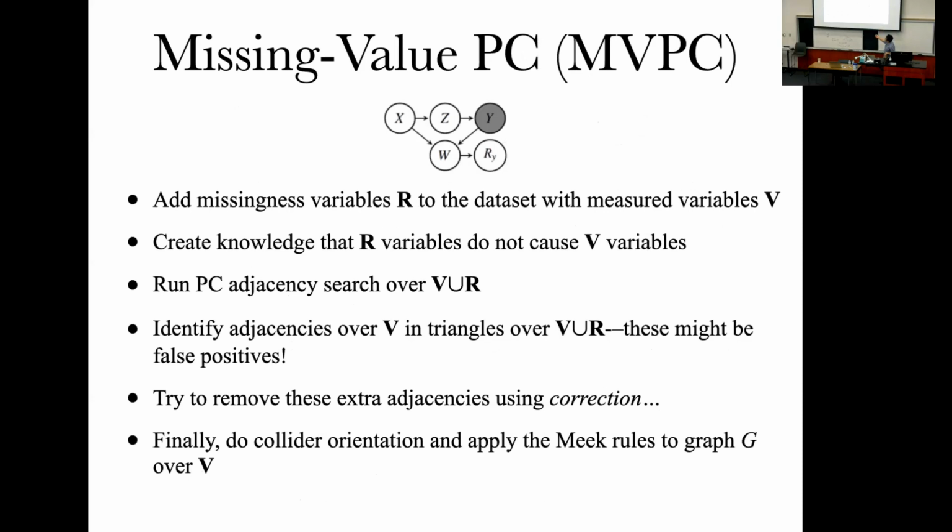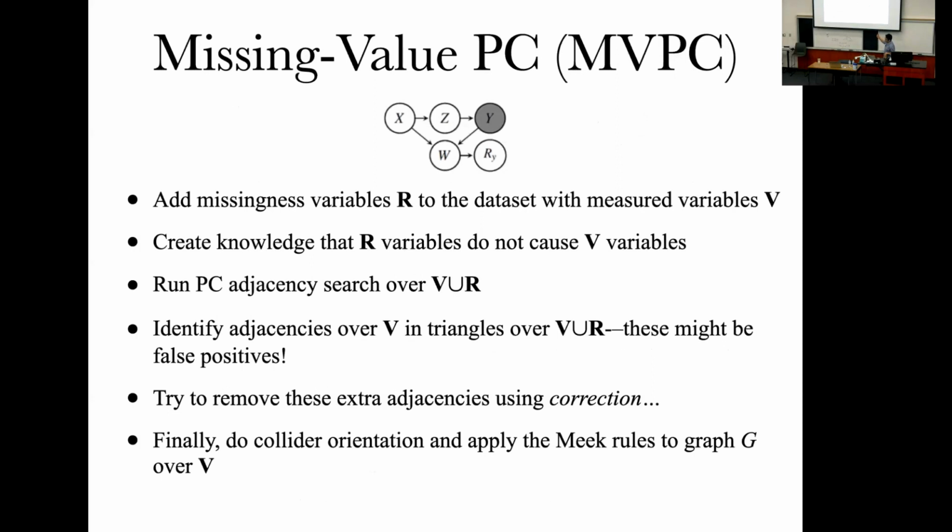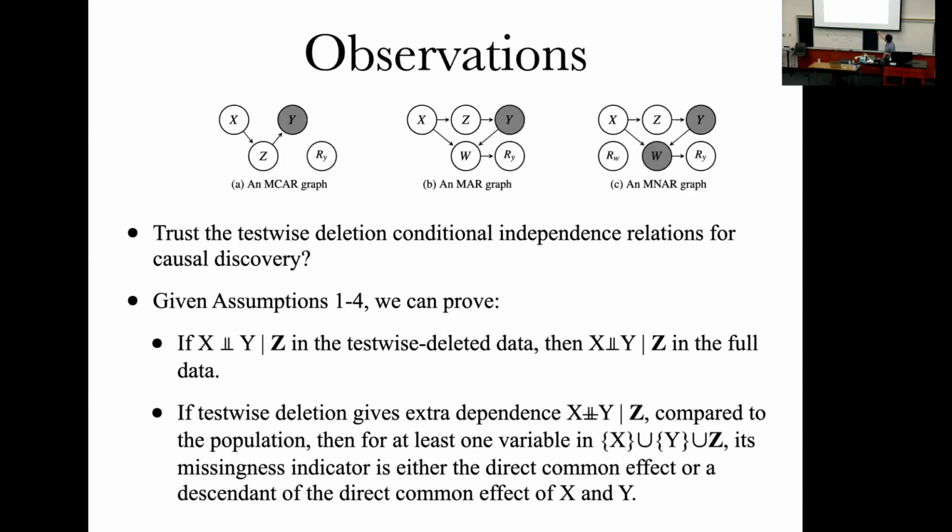Do I have a figure here? Oh, no. Okay, let me just explain it. I might have deleted that slide. So you want to see whether X, Y are independent given Z. Unfortunately, right here, they are always dependent. And the missingness indicator for those variables is, for instance, a common effect of the variables.